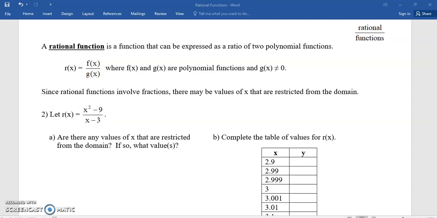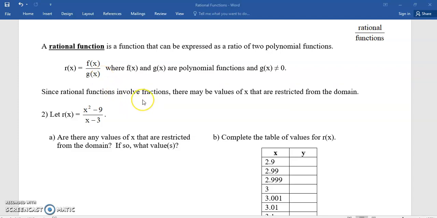So a rational function is a function that can be expressed as a ratio of two polynomial functions. So r of x is f of x over g of x, where f of x and g of x are polynomial functions, and g of x does not equal 0. That's really important, that we notice we're introducing division into our function. So g of x cannot be 0 because you cannot divide by 0.